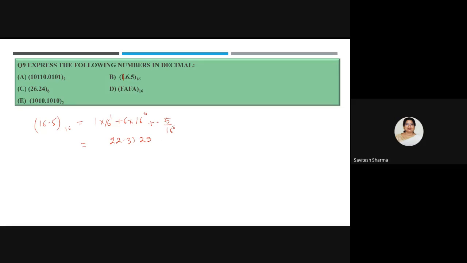16 upon 1, sorry, this is 1. Five upon 16 to the power 1. Because 0 is here, if you are going to the right side after the decimal, your power will be -1, -2, -3, and so on. Okay, so here it is 16 to the power 1, or you can write 5 into 16 to the power -1. Same thing.